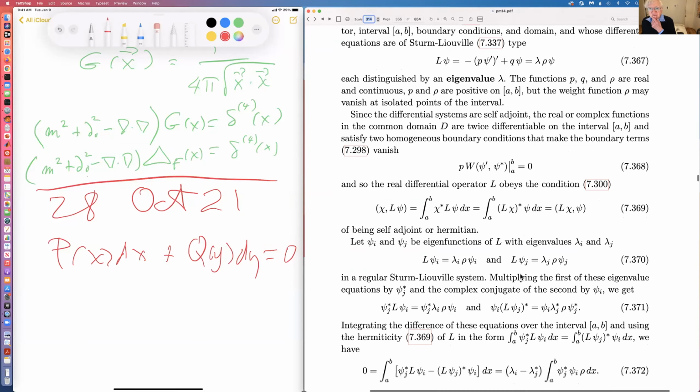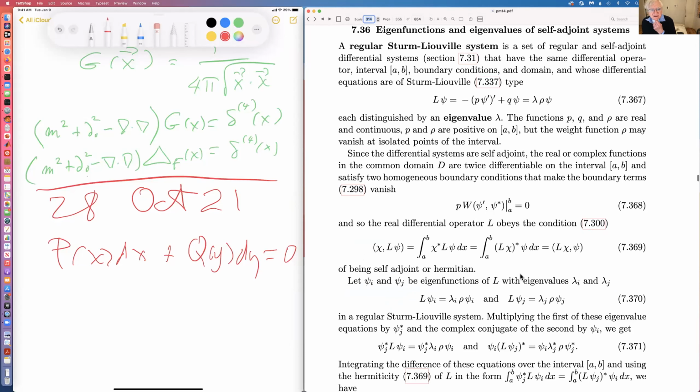So I'm going to review something that I did yesterday and maybe started on Tuesday, which is eigenfunctions and eigenvalues of self-adjoint systems. And I want to go through this because it's so related to stuff in quantum mechanics, and quantum mechanics is so important. So you've got a regular Sturm-Liouville system, and it's a set of regular and self-adjoint differential systems.